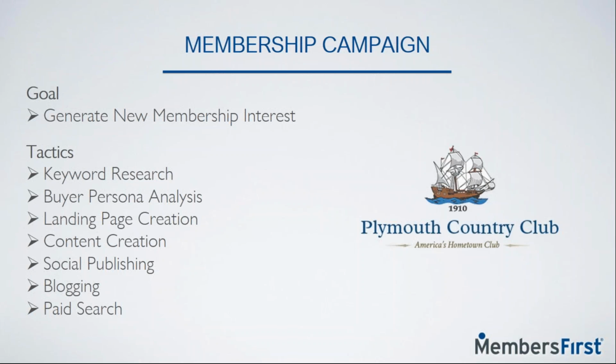So what I'm going to do is just walk you through a couple examples to make that tangible in your mind. And the first thing I would say is we're just going to take a look at a membership campaign. What we want to do is generate new membership interest for Plymouth Country Club in this example. And different tactics that we'll use are keyword research, targeting specific buyer personas so that we know we're speaking to that target persona properly, creating a landing page, content creation that's really rich information that you can share in your social publishing, your blogging, your paid search, and all of those different avenues.